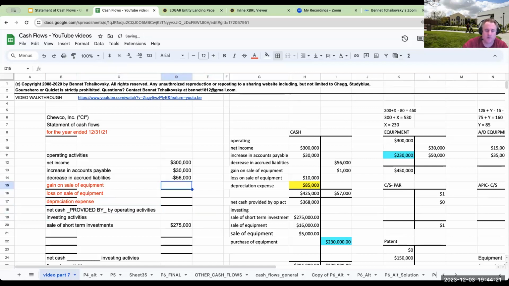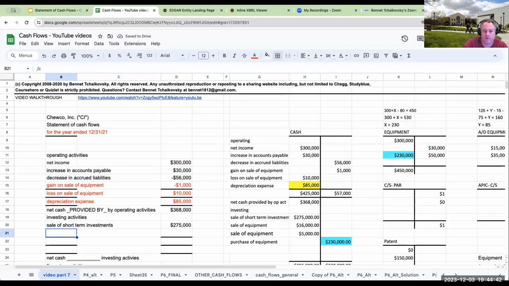The gain on sale of equipment, because it has a credit balance, is going to show as a negative amount. The loss on sale of equipment is going to show as a debit balance. Depreciation expense, because it's a debit, will show as a positive amount. When I add all these up, this should equal my 368, which it does.